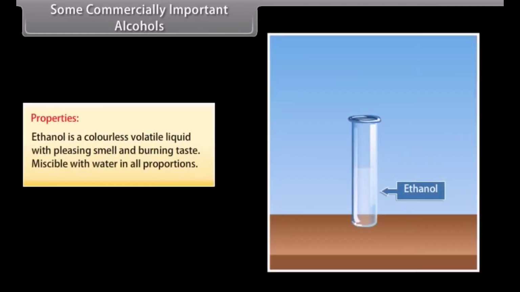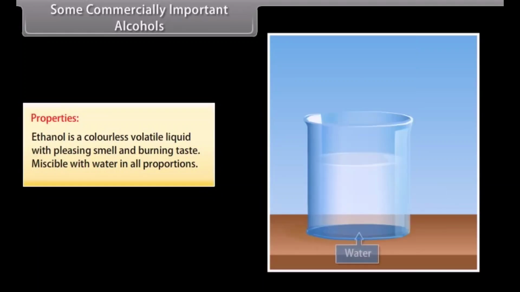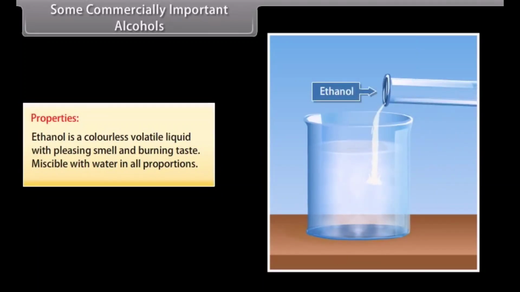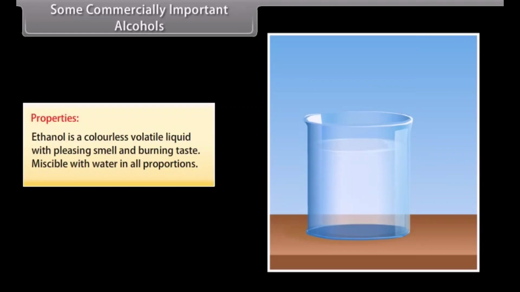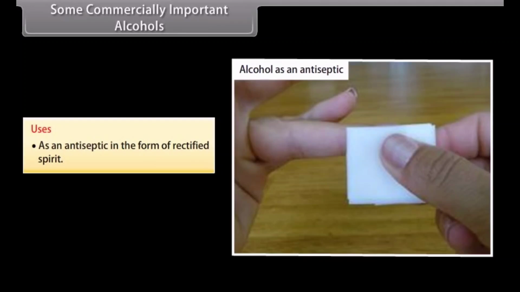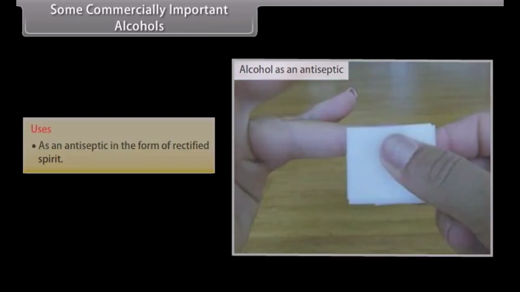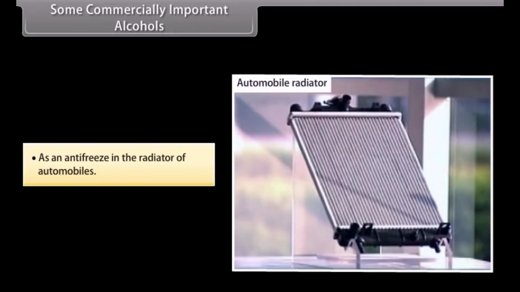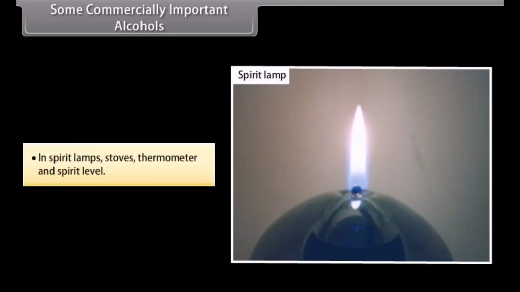Properties. Ethanol is a colorless, volatile liquid with a pleasing smell and burning taste, miscible with water in all proportions. Uses. As an antiseptic in the form of rectified spirit, as an antifreeze in the radiator of automobiles, in spirit lamps, stoves, thermometers and spirit levels.